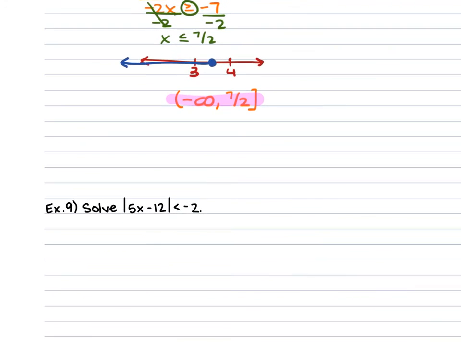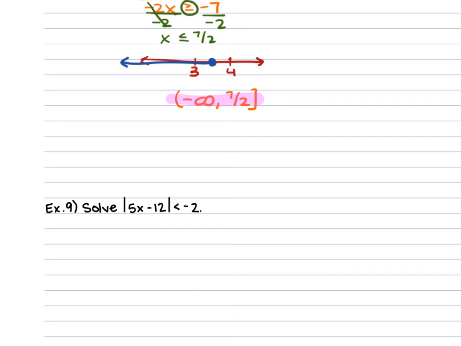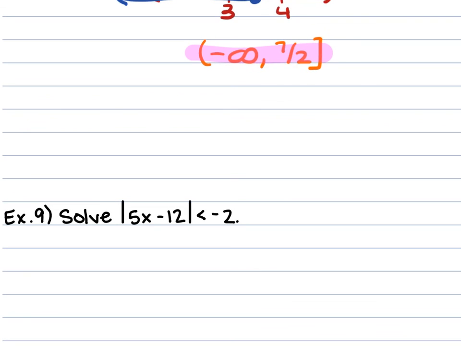For example 9, we have the absolute value of 5x minus 12 is less than negative 2. Ask yourself if this is possible. The absolute value of any number is a positive number. Is it possible for a positive number to be less than negative 2? No, it's not, so this is no solution.